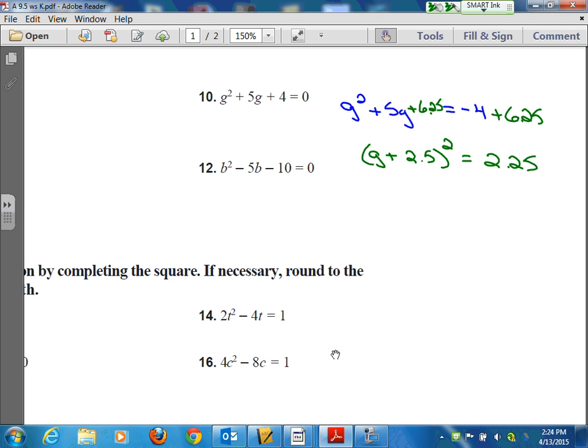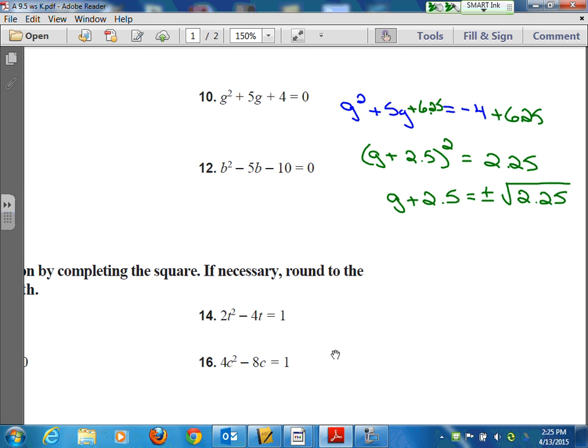All right, now the opposite of squaring something is take the square root of it. So after you take the square root of the left side, the 2, or the squared, goes away. So I'd have g plus 2.5 equals plus or minus the square root of 2.25. Like I said, you take the square root of the left side, the square root of the right side, and they cancel out on the left, and on the right, you put a plus or minus in between there.